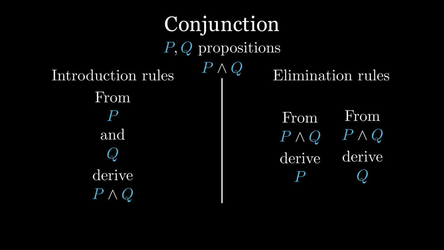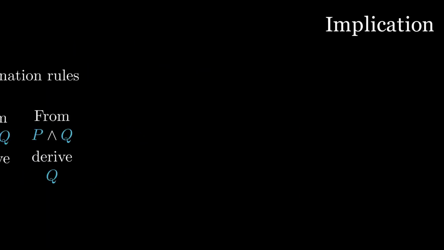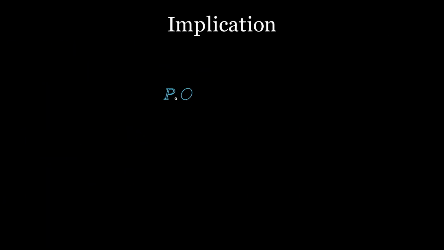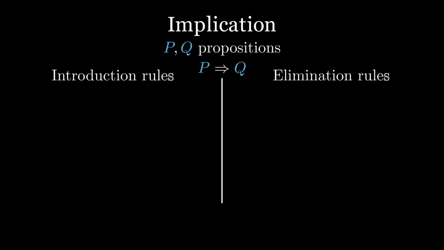This might not seem very useful yet, so let's look at a perhaps more useful way of combining propositions: implication. Given propositions P and Q, we can form the proposition P implies Q, or if P, then Q, written with this arrow. The elimination rule for P implies Q is as follows. From P implies Q and P, we can derive Q.